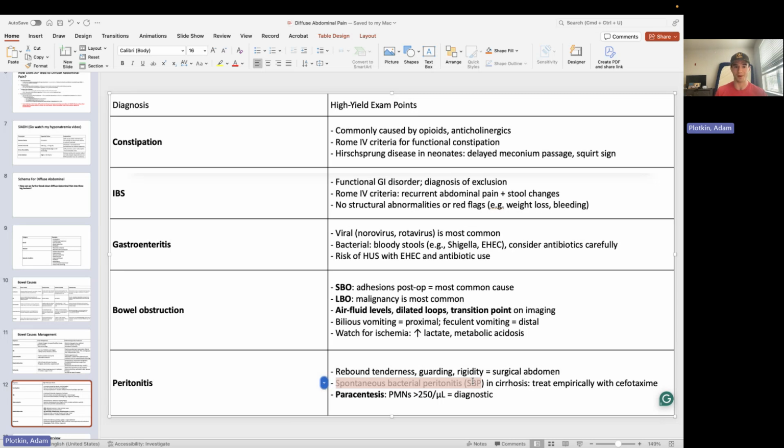We'll look at their albumin level. If that cell count with diff shows greater than 250 polymorphonuclear cells, spontaneous bacterial peritonitis: cefotaxime, ceftriaxone, don't think twice. Get that question right on your exam and move on.